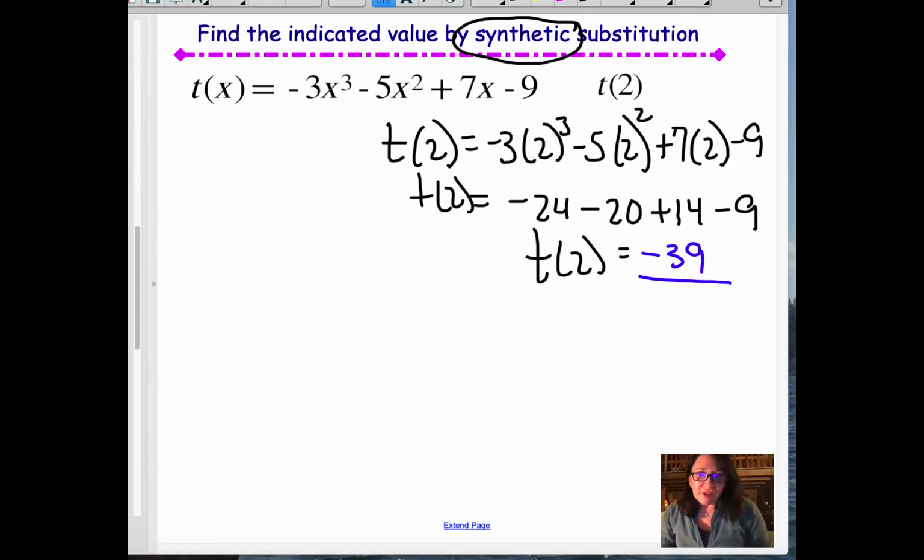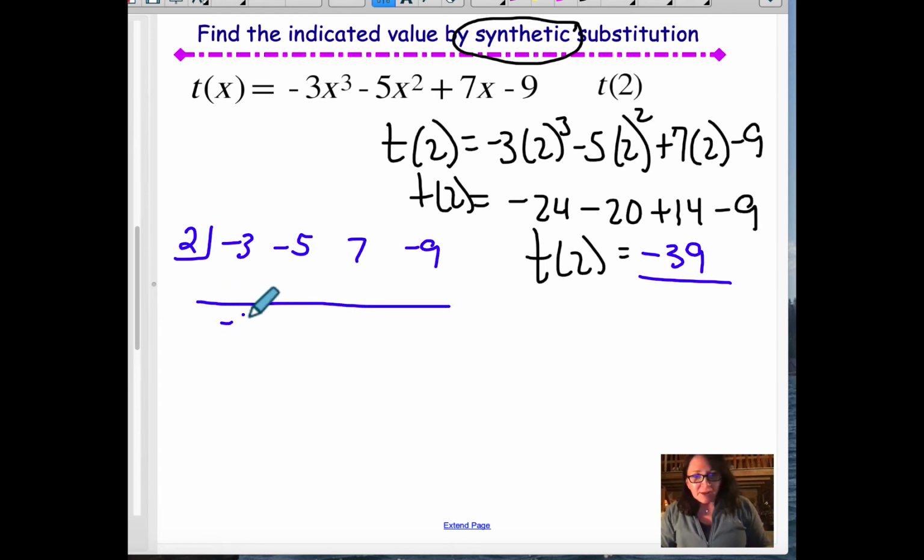So now I'm going to use synthetic division to try to get the same answer. I'm going to plug in the 2 and the values of the coefficients, which are negative 3, negative 5, 7, and then negative 9. I'm going to add down, which is negative 3, multiply across, which is negative 6, add down, which is negative 11, and then multiply across, which is negative 22, and negative 22 plus 7 is negative 15, and negative 15 times 2 is negative 30, and negative 30 plus negative 9 is negative 39, which is what I have. And so all this means is, number one, we have a remainder, and our remainder is negative 39.